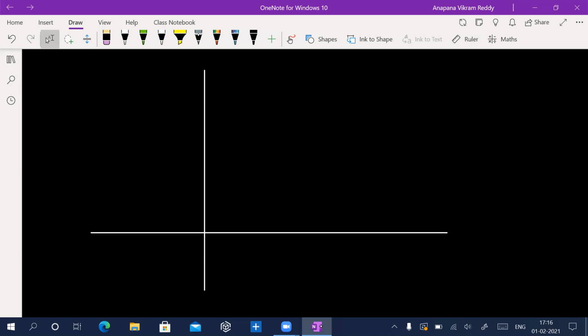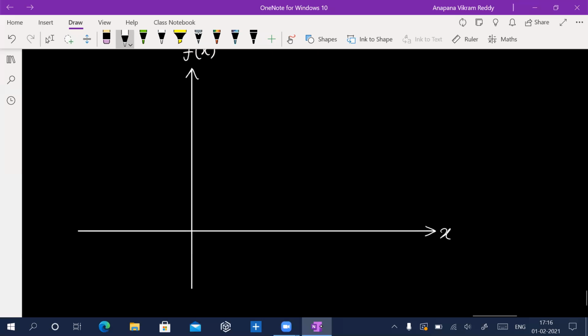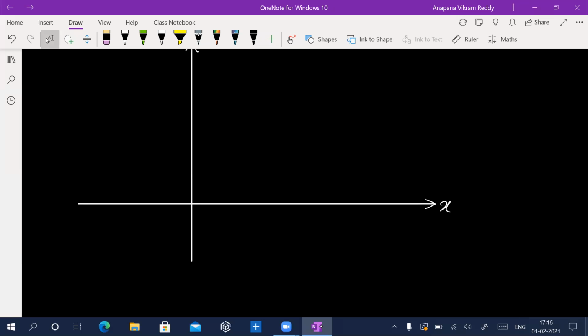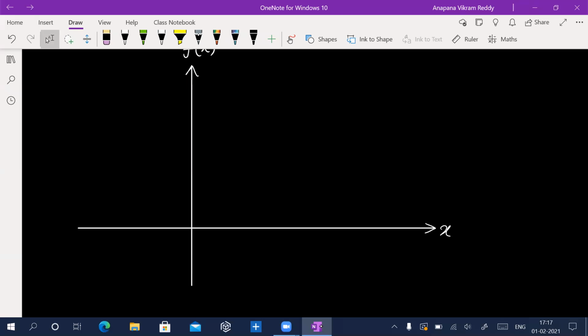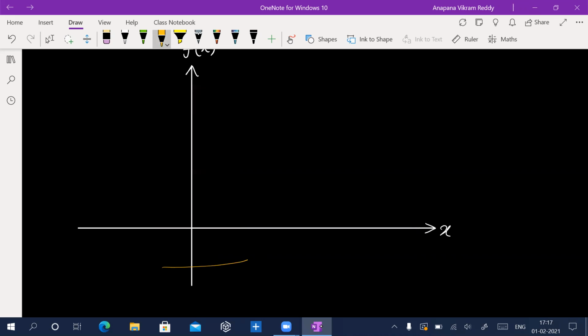Okay. So this is the x-axis, the horizontal axis, that means domain. And I will take range values in the vertical axis. Now say you have some function like this. Which color shall I take? I'll take this color. Say, for example, I drew some function this way, okay? So I have some function like this.